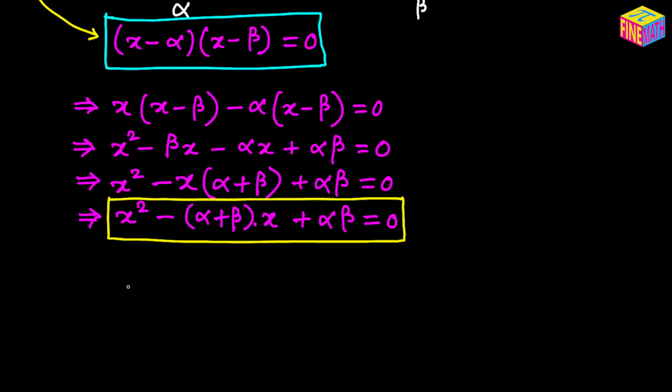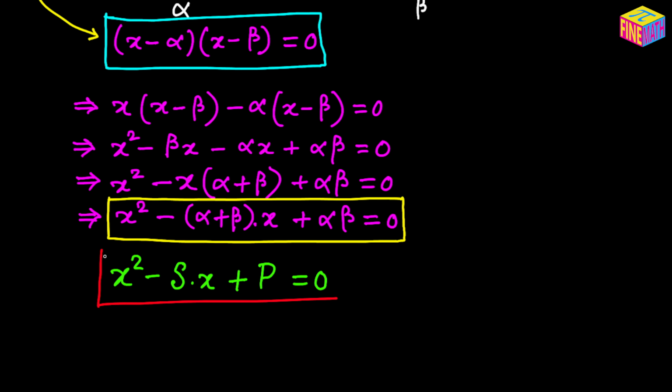Now in this form you can see that the equation looks like x squared minus, if I replace alpha plus beta with an uppercase S to indicate that this is the sum of the roots, so we can say x squared minus sum of the roots times x, plus, if I replace alpha times beta with an uppercase P, which indicates the product of the roots, then this is equal to 0. So this is another interesting form of a quadratic equation.